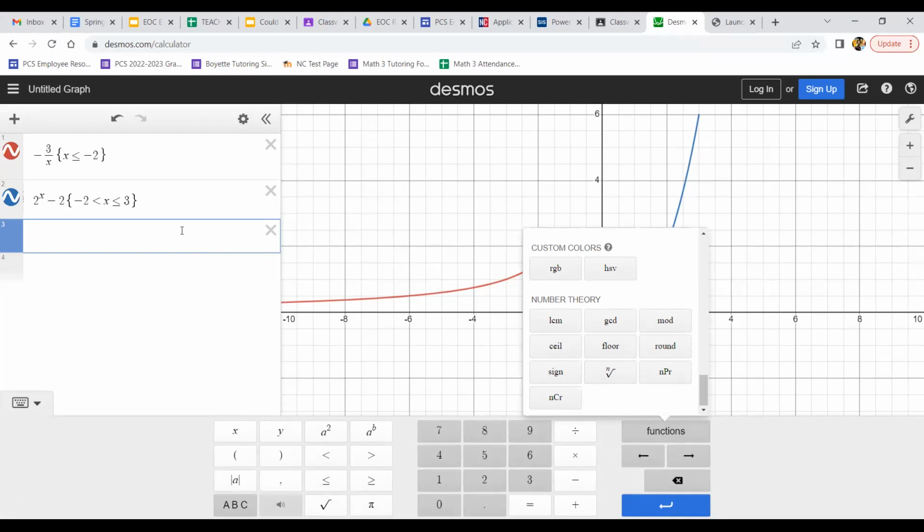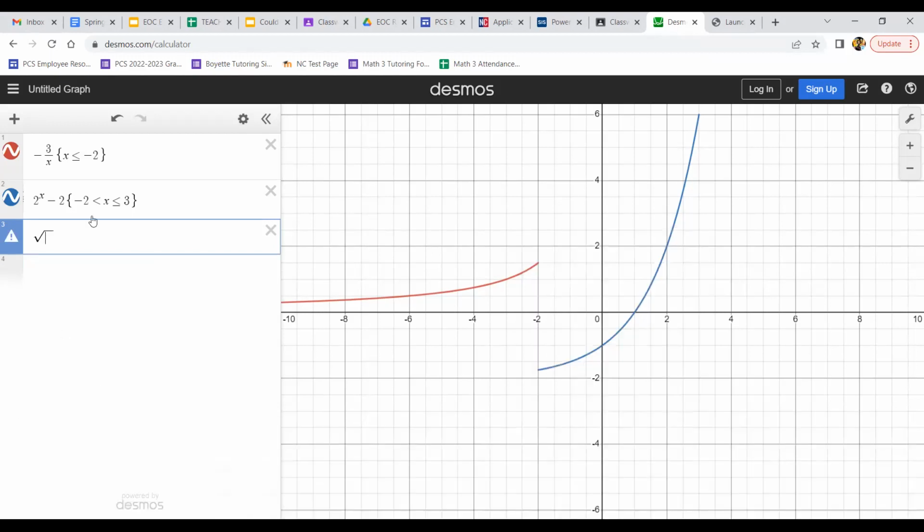But if you type in SQRT, then once you're done typing it, it will put the root in for you. So square root of x minus 2, squiggly bracket, x is greater than 3. So now we can see what that piecewise function looks like, and then what answer choice is the correct one. D. D is the correct answer choice.